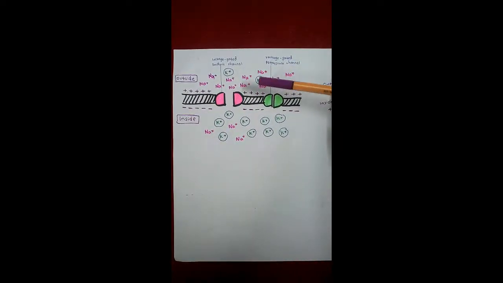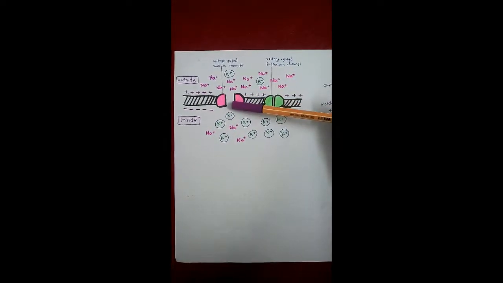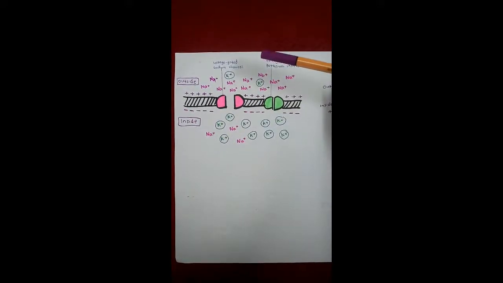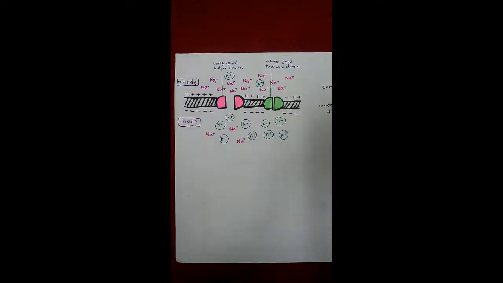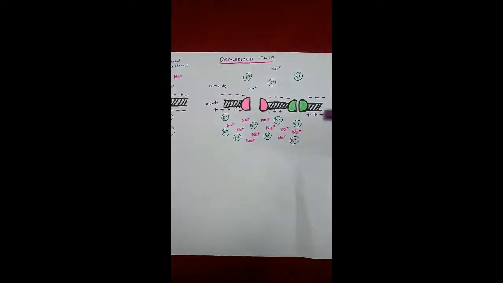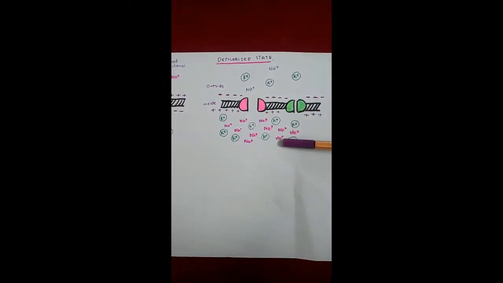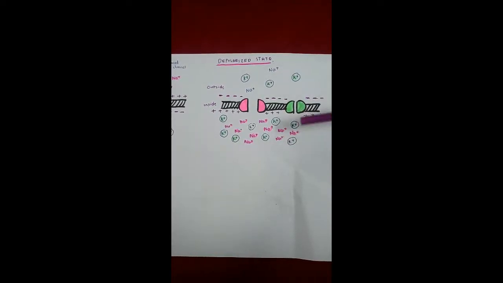During action potential, sodium channels open, allowing more sodium ions to rush inside the cell. The inside of the cell becomes positively charged and the outside becomes negatively charged. This causes depolarization of the cell membrane.